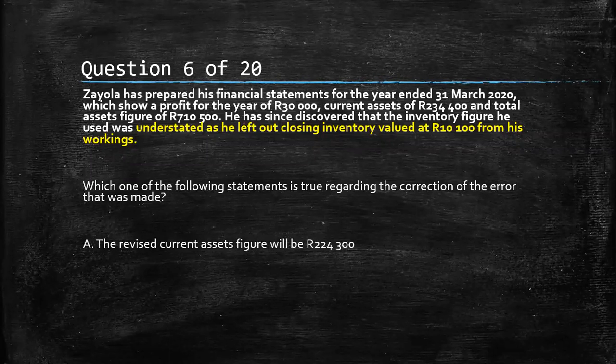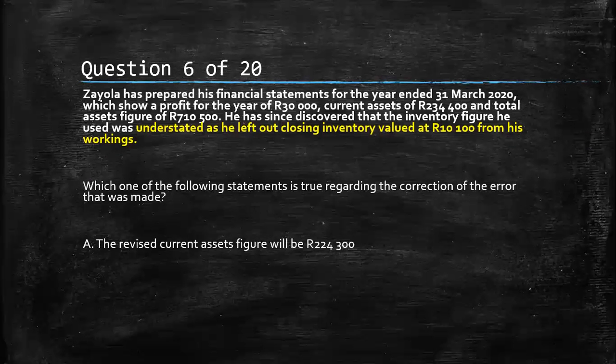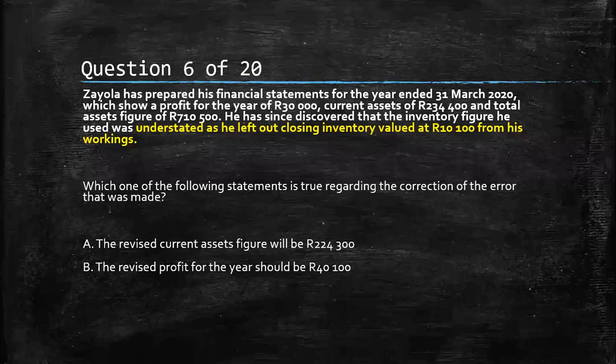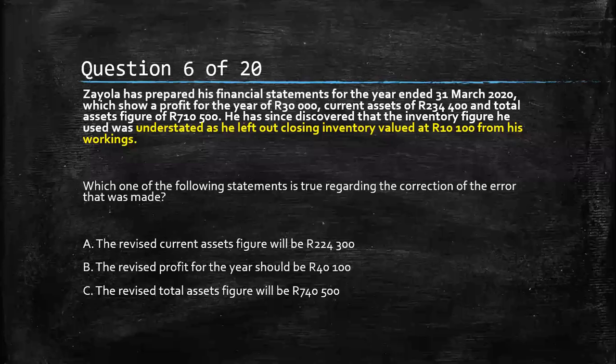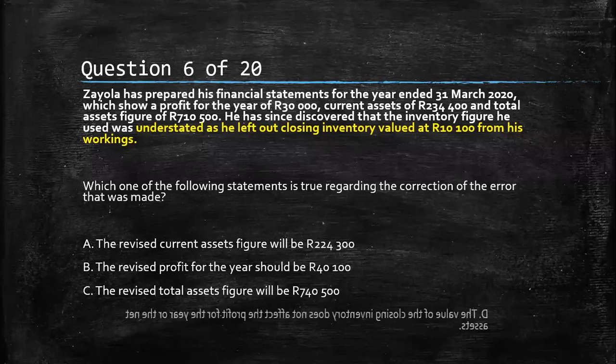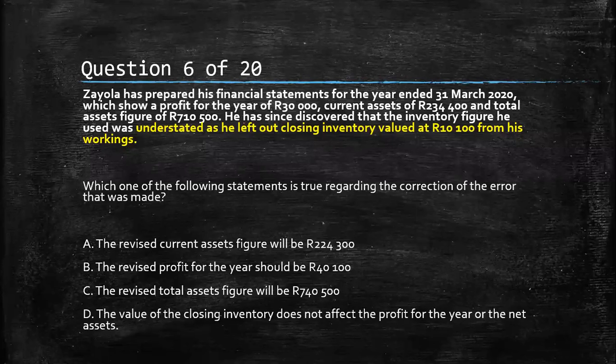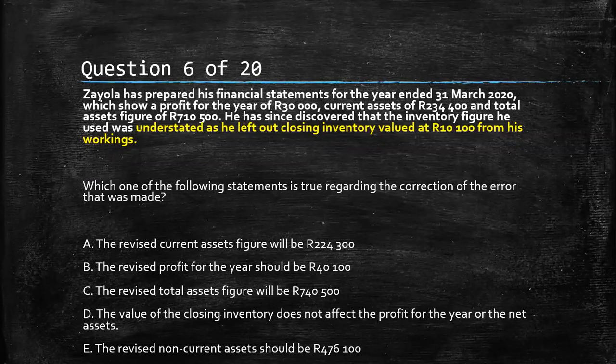Now we are given the first option and it says the revised current assets figure will be 224,300. The second option says the revised profit for the year should be 40,100. Option 3, the revised total assets figure will be 740,500. Option 4, the value of closing inventory does not affect the profit for the year or net assets. And the last option says the revised non-current assets should be 746,100. What is the correct option?